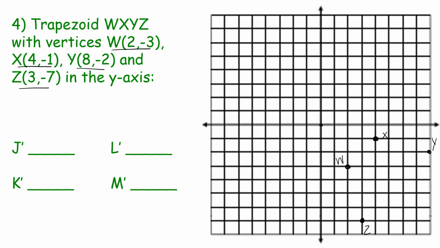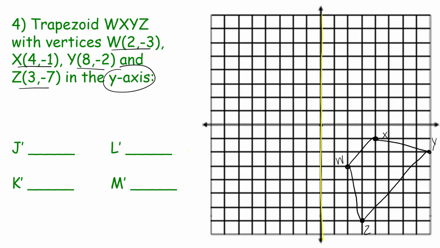Okay. Then I'm going to connect my dots. All right, there we go. There's our original trapezoid, which will be the pre-image. This time I want to reflect it across the y-axis. So think about where the y-axis is. The y-axis is the one that is vertical, going up and down. So I'm reflecting across that y-axis.